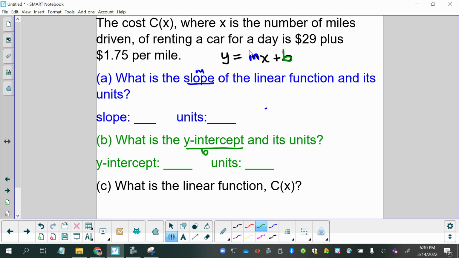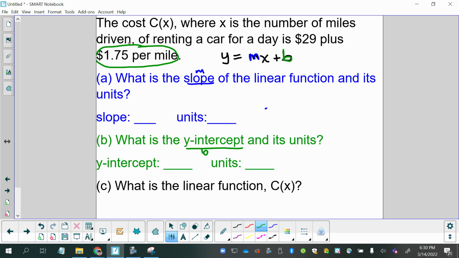The slope, remember, is always multiplying x. And what is x here? x is the number of miles driven. So we need something that is multiplying the number of miles driven. Well, this says that we have $1.75 per mile added to our bill.